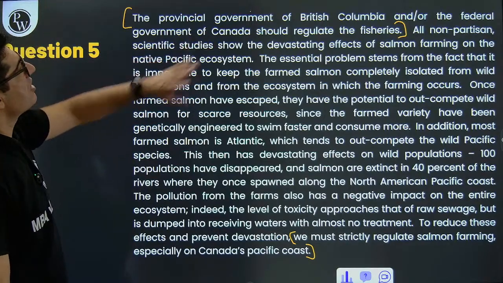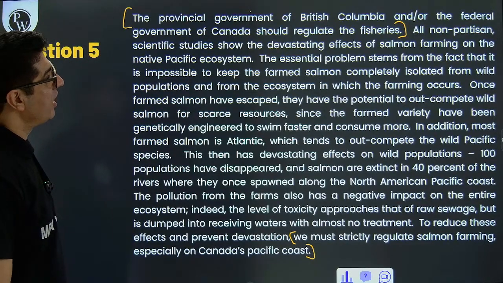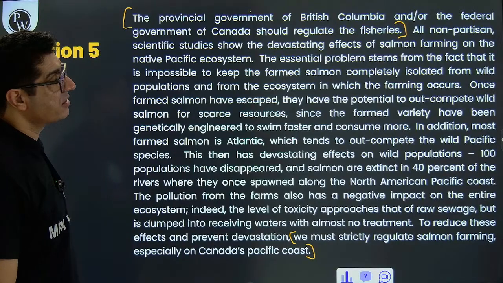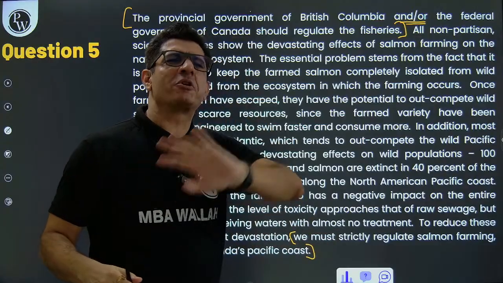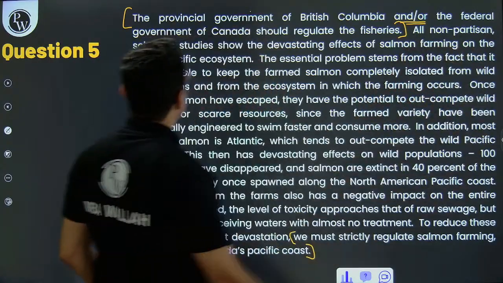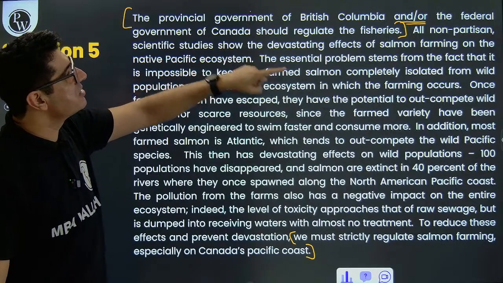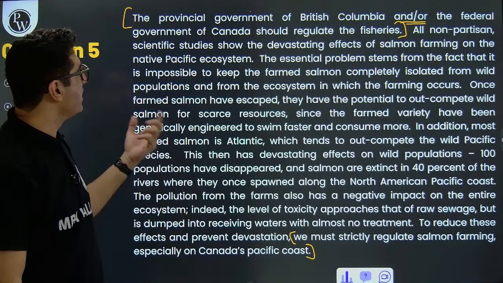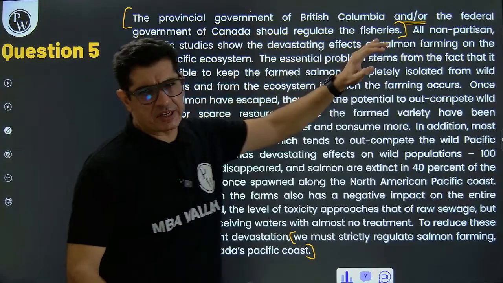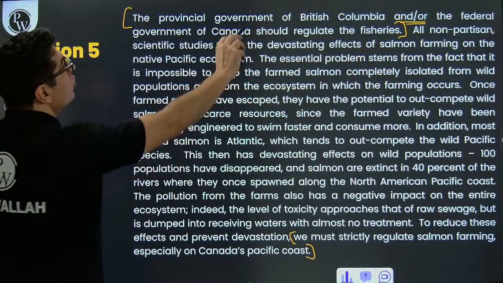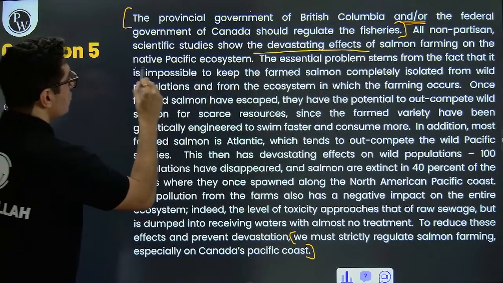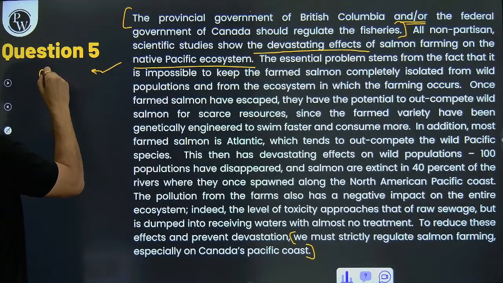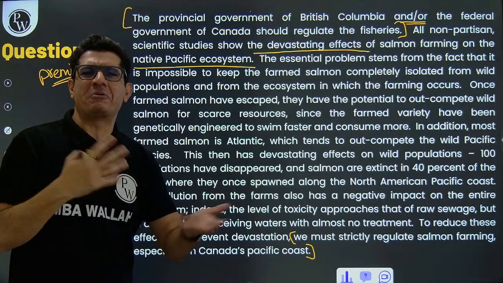So the provincial government of British Columbia and/or the federal government of Canada should regulate the fisheries. Do you know the meaning of and/or? In case you do not, just put it as part of your homework, okay? All non-partisan scientific studies show the devastating effects of salmon farming on the native Pacific ecosystem. Salmon is a type of fish. So why do we need to regulate the fisheries? Because they have devastating effects on the native Pacific ecosystem. So that's your premise. And I'm just adding more and more things that we encounter in an argument, okay?